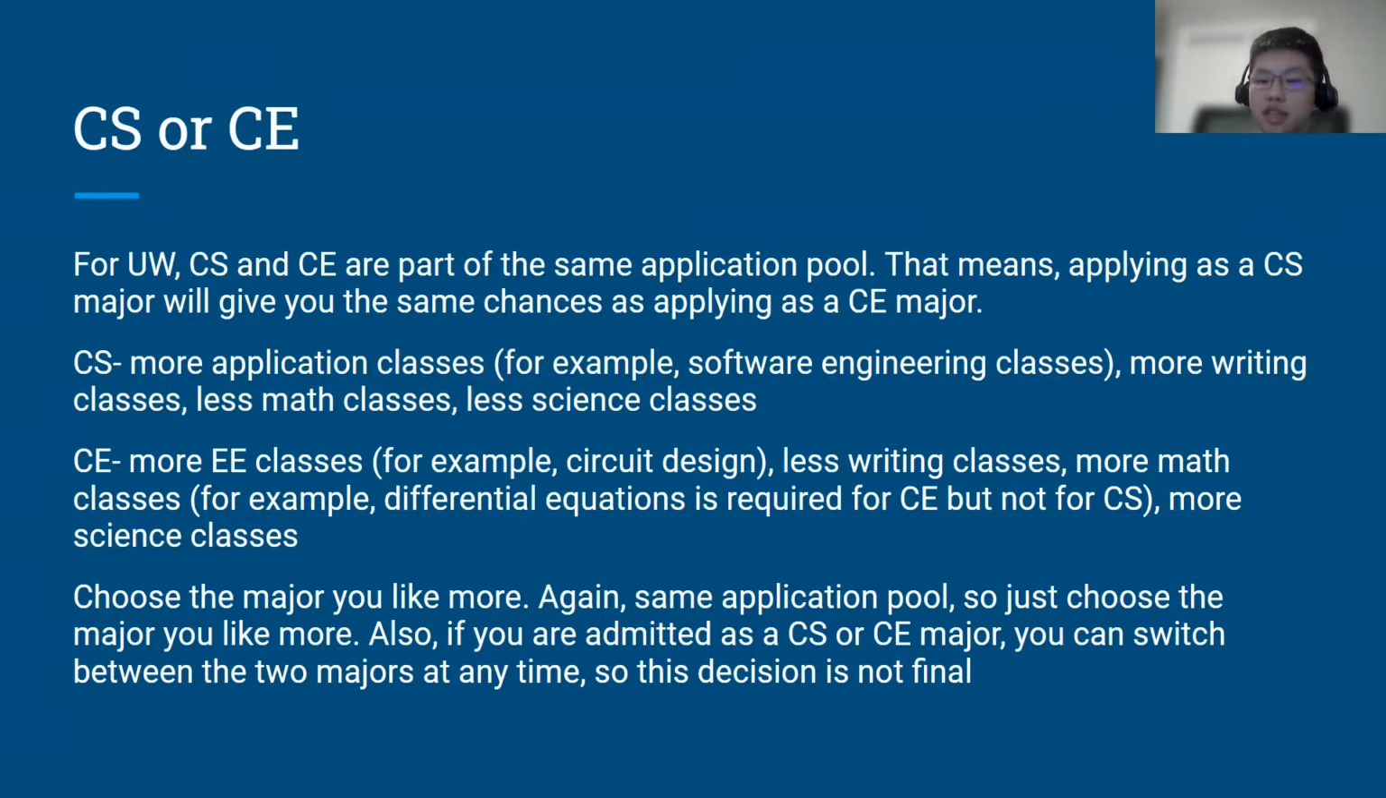But do think about it. Do you think CS or CE would be more interesting to you? And which one relates more to your extracurricular activities? For example, if you do a lot of robotics and hardware stuff, like Arduino, CE might be better. However, on the contrary, if you did more web design, maybe UW CS, then CS might be better. Again, both majors, you have the same chance. So choose the one you like more.